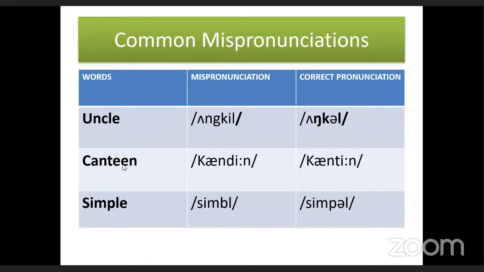Next one. It's a common word used by students. They often say we went to the canteen. Look at the spelling of the word canteen. See, T is there. C-A-N-T-E-E-N. So this letter T represents the sound T, right? Letter T represents the sound T. So the correct pronunciation is canteen with a T. It is not canteen with a D sound.